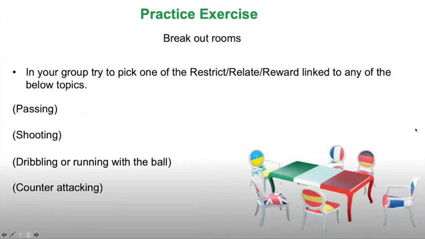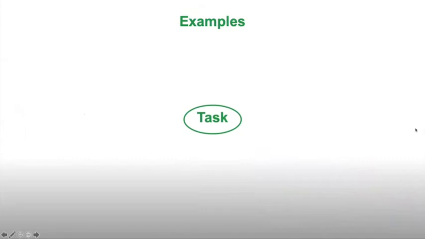So moving on, just going to give you some examples. So if you use timings as a task, have a think about what the consequences would be with this restriction. So if you want to restrict it, you might say you have to score within 10 seconds of gaining possession. If you want to relate it, you'd explain to the team that at the highest level of the game, a high percentage of the goals are scored within 8 seconds of gaining possession. So then again, you're sowing that seed. So you want to try and score quickly when you win the ball. And then if you want to reward it, same thing, you go double goals if you score within 10 seconds.